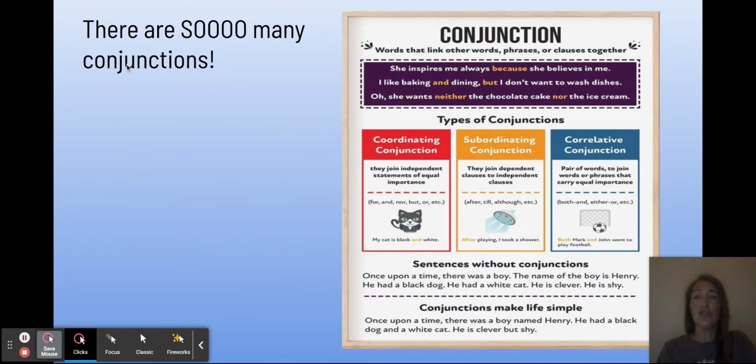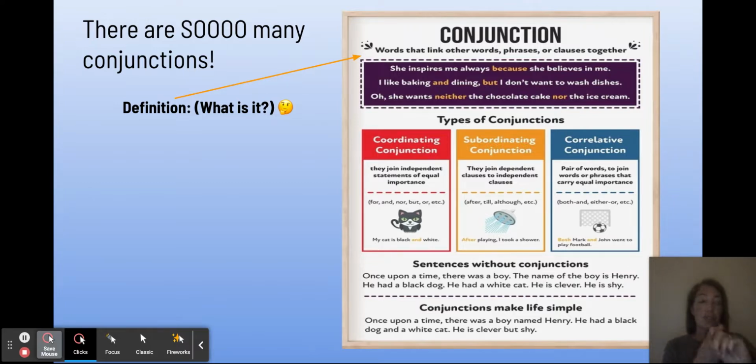So to start with, there are so many conjunctions in English and in other languages. Conjunctions are these tiny linking words or phrases. They link words and phrases together. So I go like this when I say conjunction. They link or they put together phrases, words, or clauses.